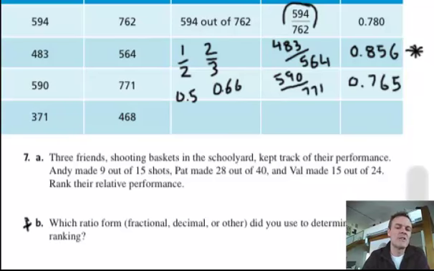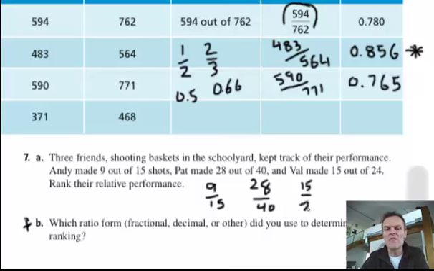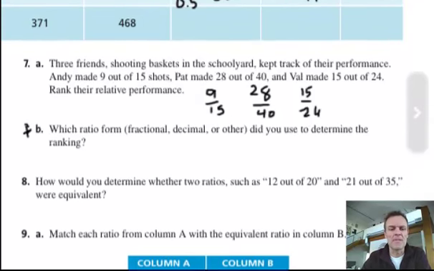And again, if you look at this 7a, you can try it yourself. Is 9 out of 15 as good as, say, Pat, who's doing 28 out of 40? No idea. Or Val, who's doing 15 out of 24? Okay, a bit better fractions to deal with. But even then, I'm not sure until I put it in my calculator and actually write the decimal instead. So, let's look at some other material here.